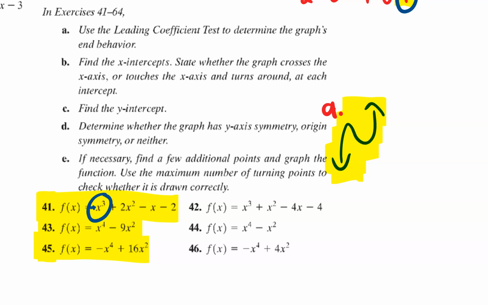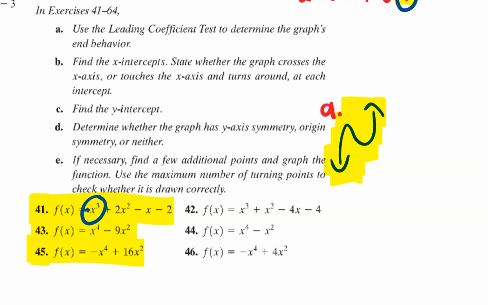And then B, find the x-intercept, state whether the graph crosses the x-axis or touches the x-axis and turns around at each x-intercept. So multiple ways we can find the x-intercepts. You could use a graphing calculator to do a lot of this, but be careful because you might not see some x-intercepts that are actually there if you just use your graphing calculator, especially if they're decimals or obviously imaginary zeros, you're not going to see on the graphing calculator. So I'm going to do all of this by hand right now. So for B, to find the x-intercepts, I'm going to factor. So I'll do that here.